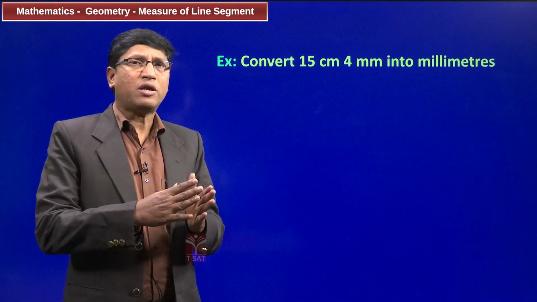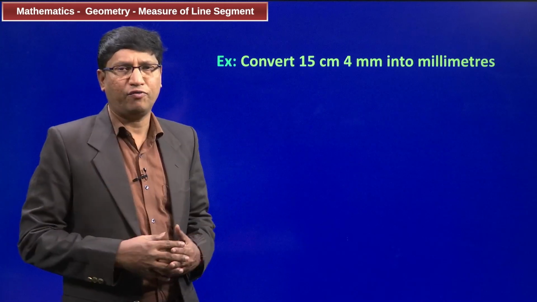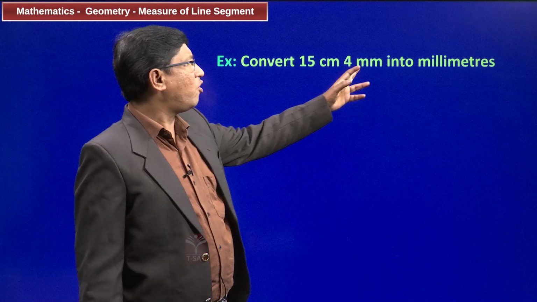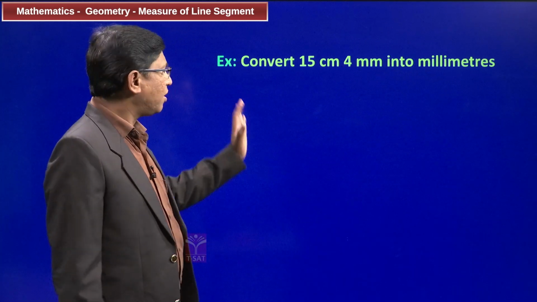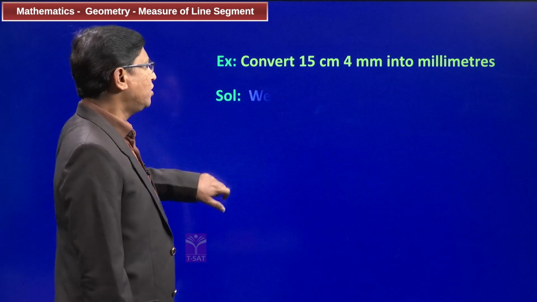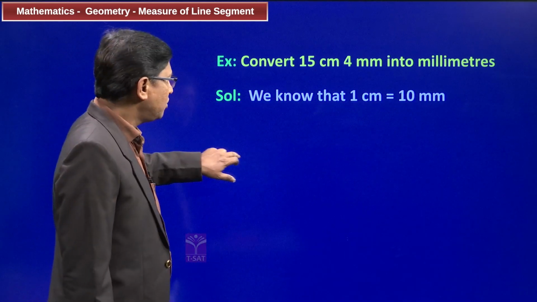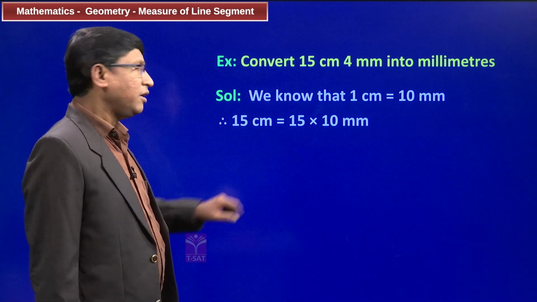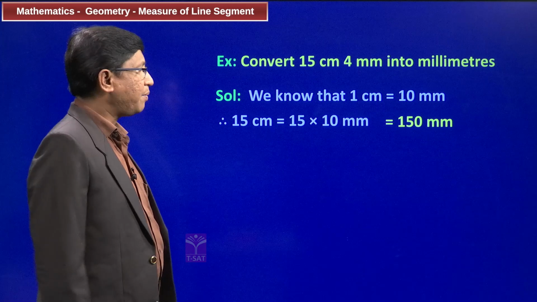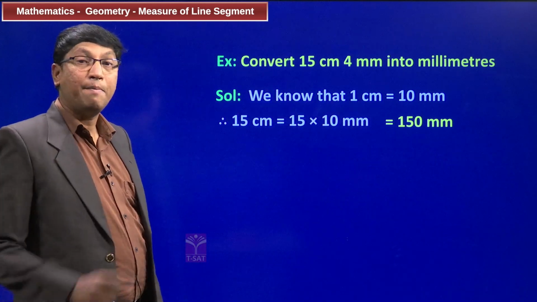Now we will convert the units from one to another. For example, here you can see an example: convert 15 centimeter 4 millimeter into millimeter. So completely you have to convert into millimeter. Let's see the solution for this. Here we have already seen 1 centimeter is 10 millimeters. So what will be 15 centimeters? Yes, it is 15 into 10, 150 millimeters. That means 15 centimeters can be written as 150 millimeters.